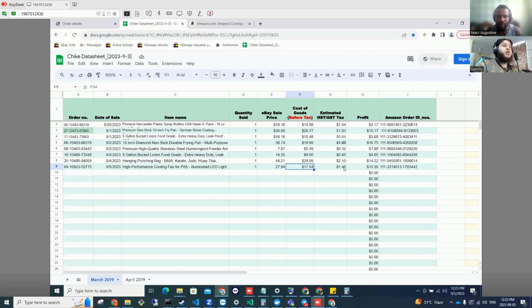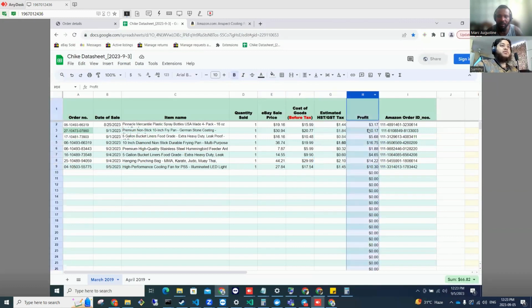The reason we don't consider the tax is because these taxes can be a write-off at the end of the year. Yeah, so they're refundable. Exactly. And if you get a tax-exempt Amazon account, you wouldn't be paying these taxes to begin with. So our profits are this minus this.